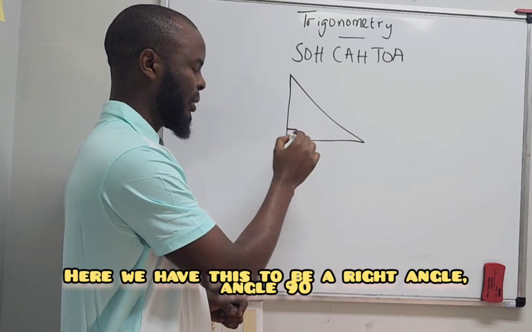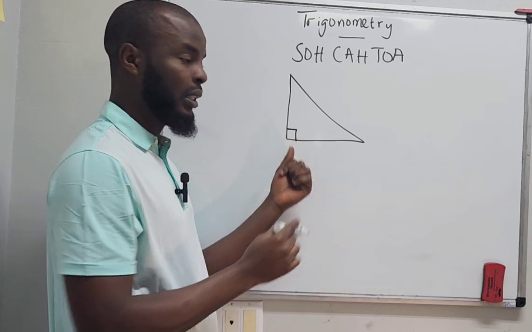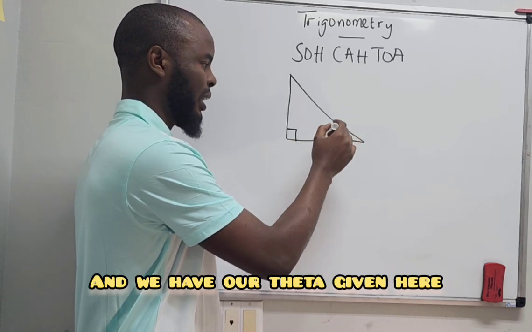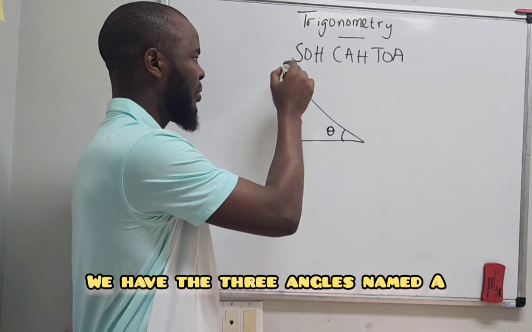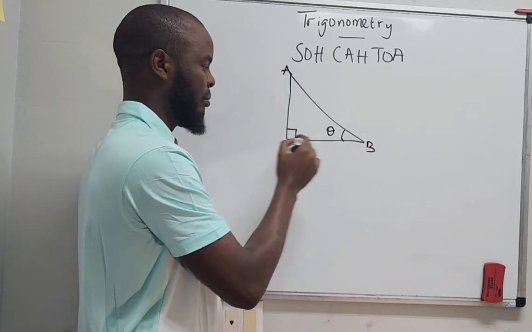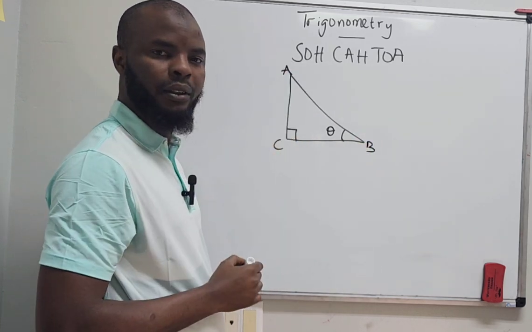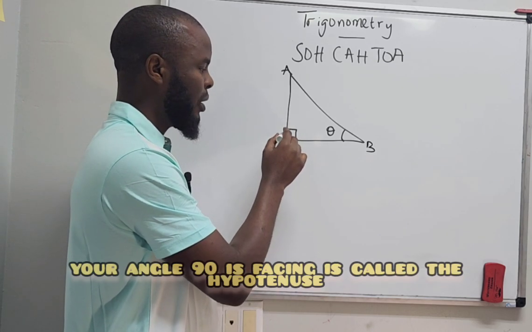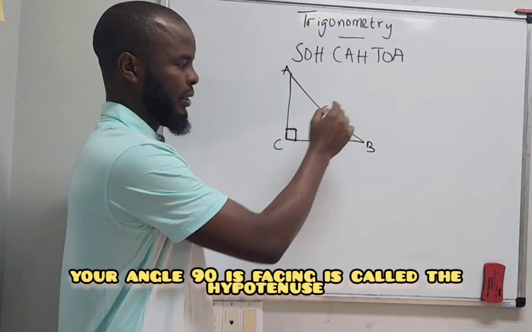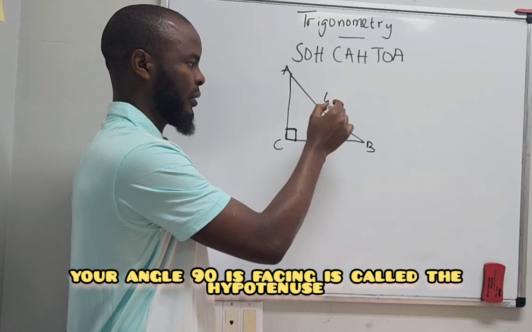Here we have this to be a right angle, angle 90, and we have our theta given here. We have the 3 angles named A, B, and C. Now, where your angle 90 is facing is called the hypotenuse.